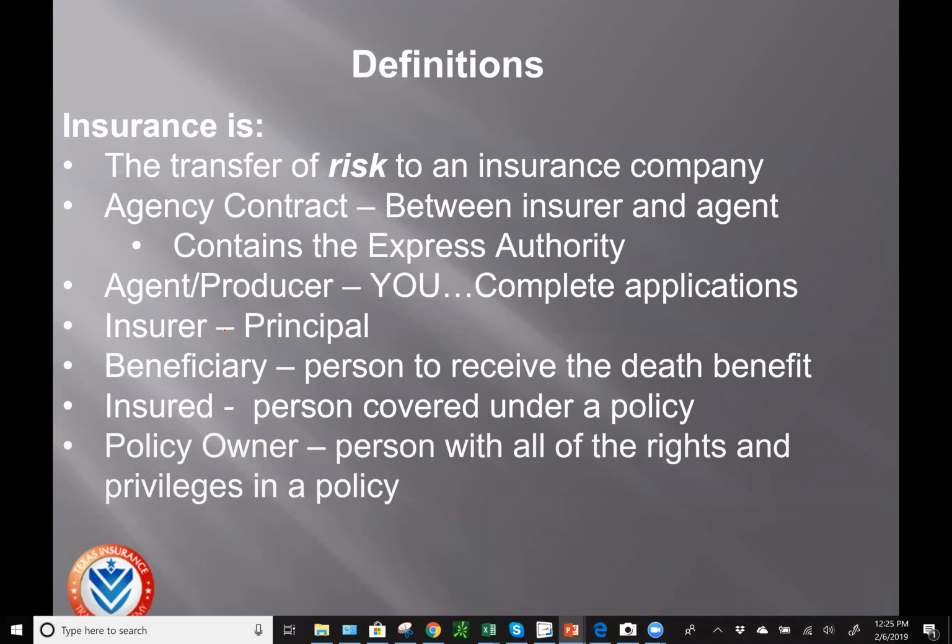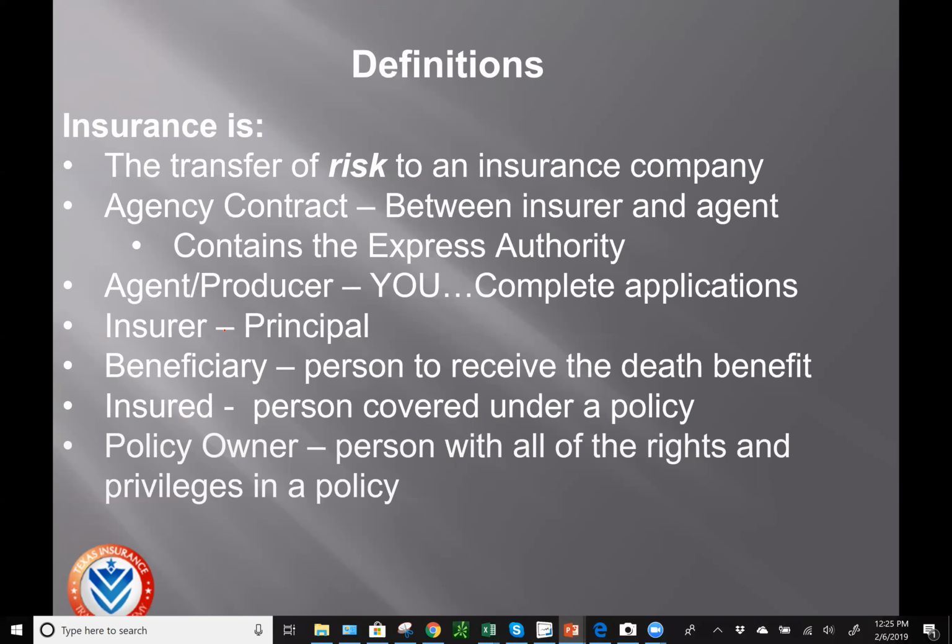Next, once you get licensed, there will be an agency contract between you and the insurer. That agency contract will spell out both of your duties. That agency contract contains what's known as the express authority. This term express authority you need to know for your test. That's what's written in the agency contract between you and the insurer.